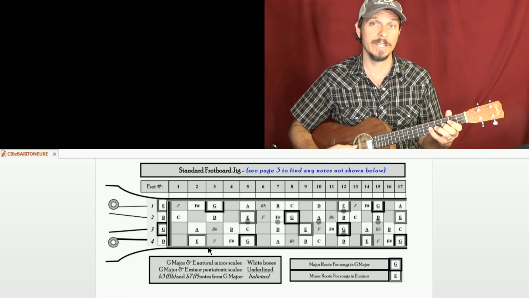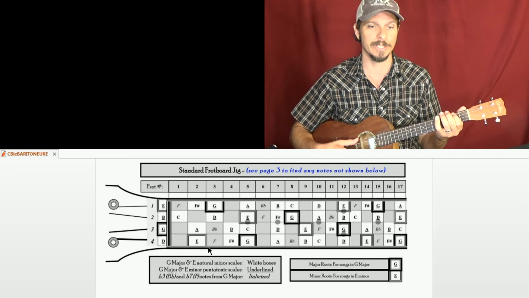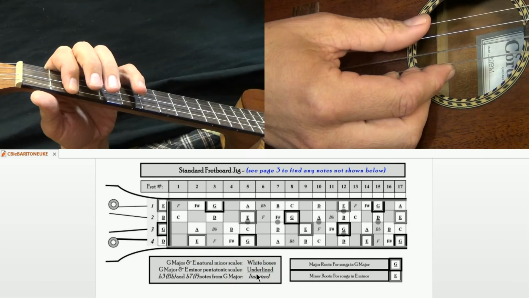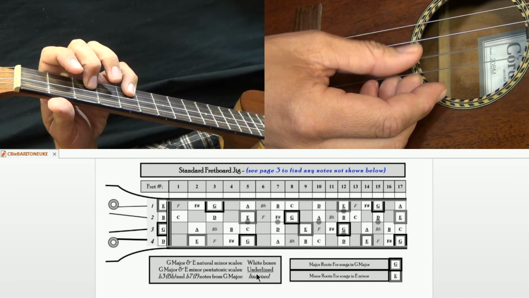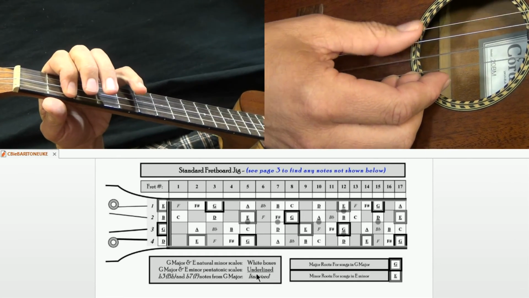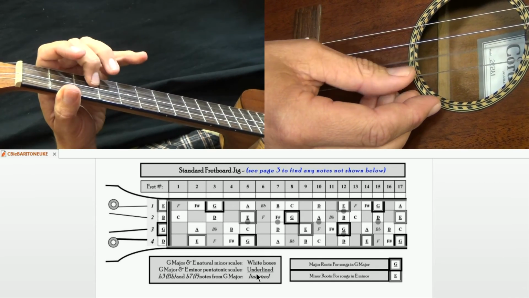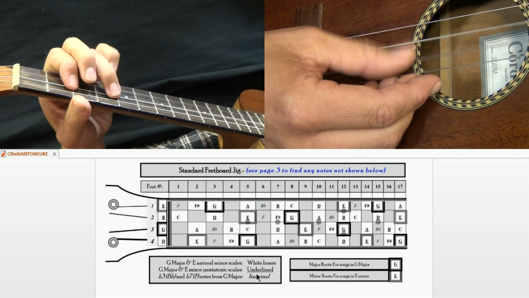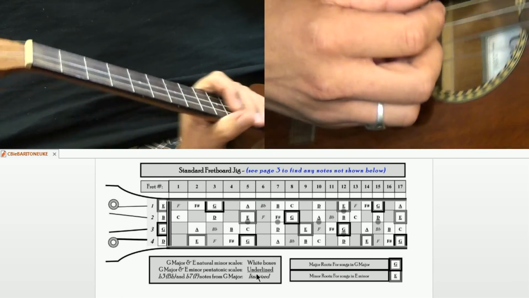The same notes as the key of G major, but you're just starting and ending on E, and it totally changes the feel. If I want to play the E minor pentatonic, I'm going to use just the underlined notes. So E, G, A, B, D, E. And that's kind of the main idea.